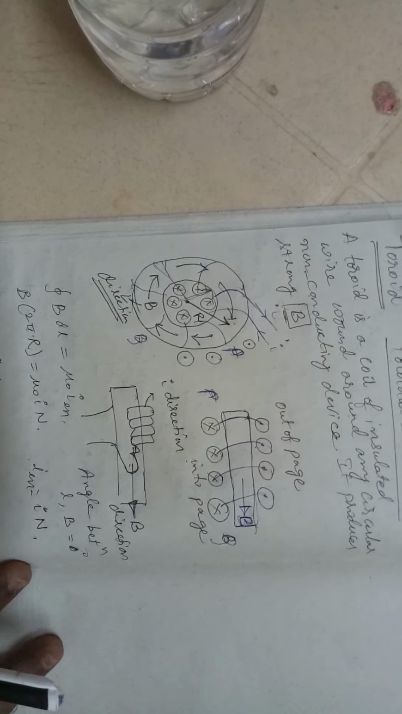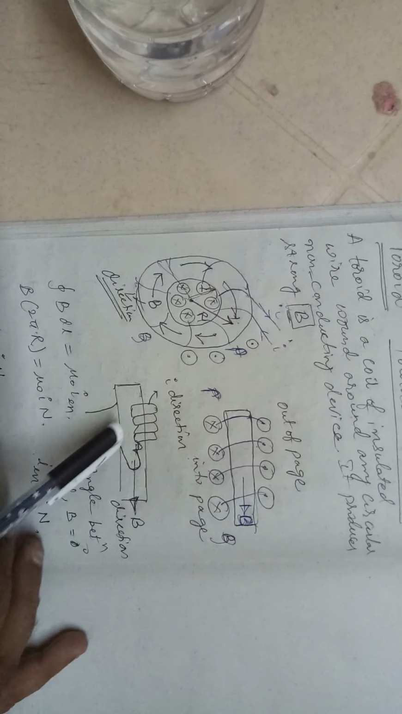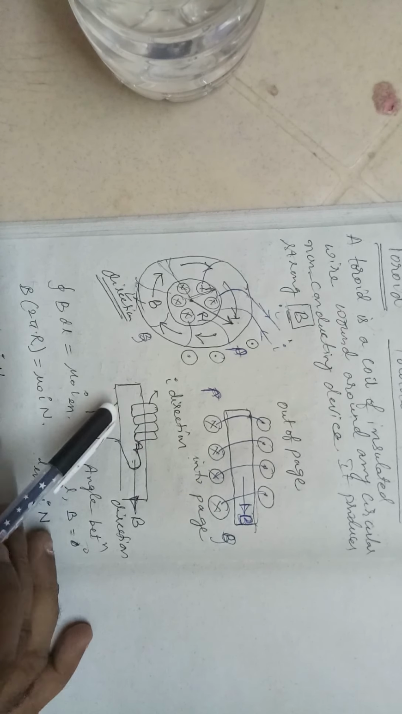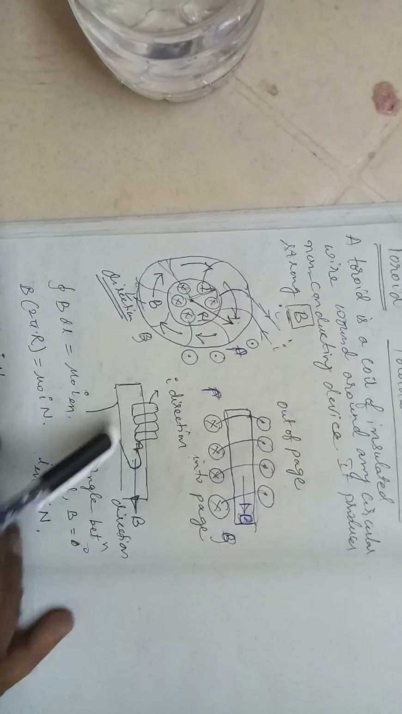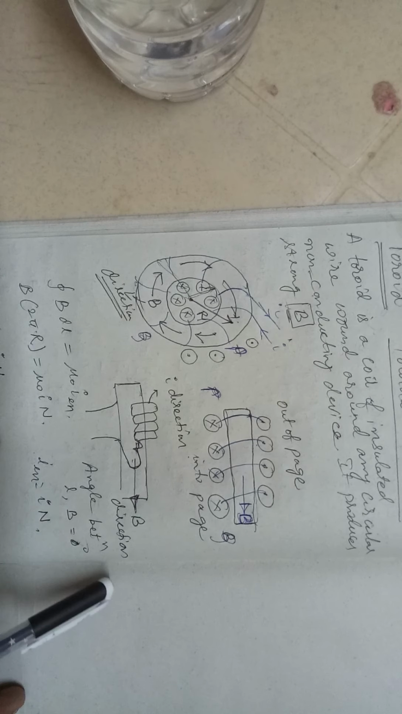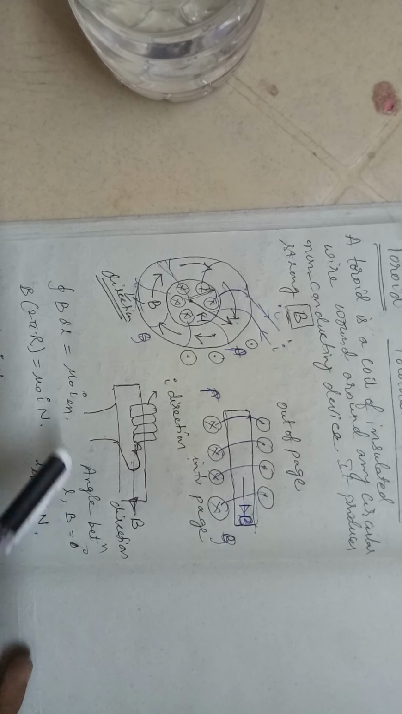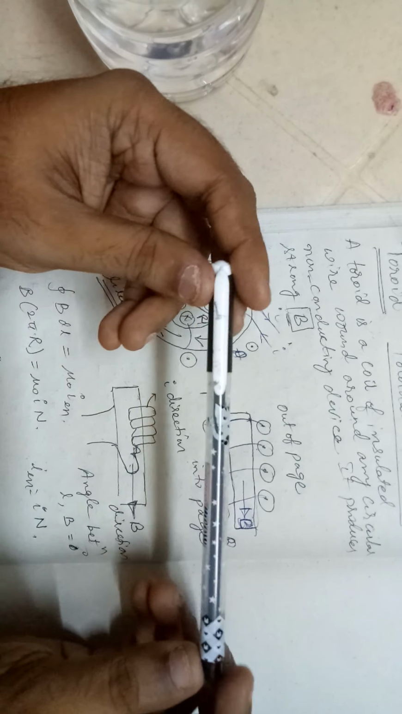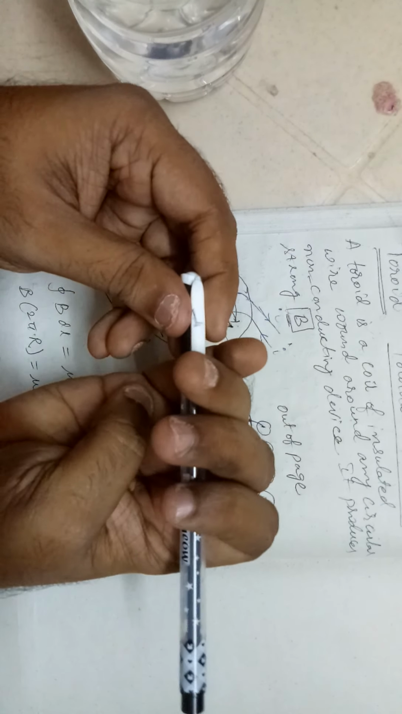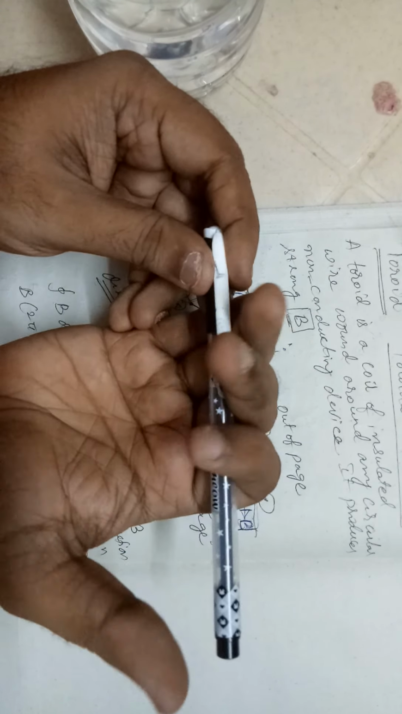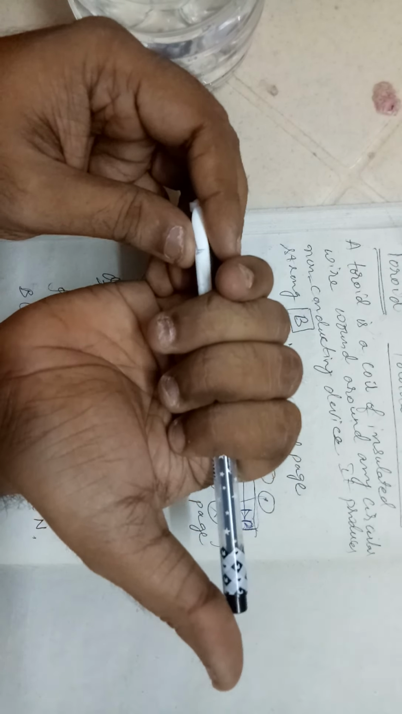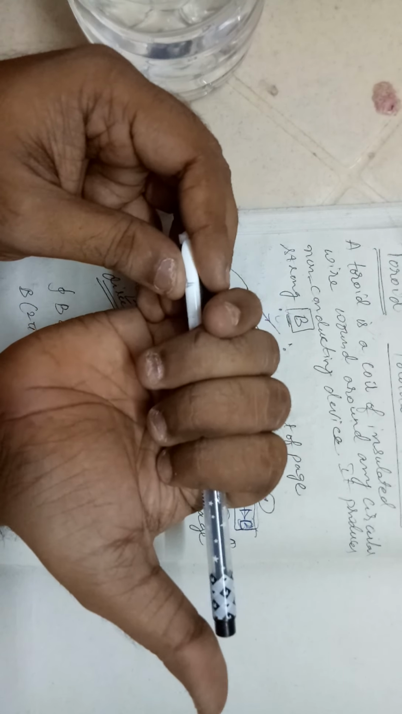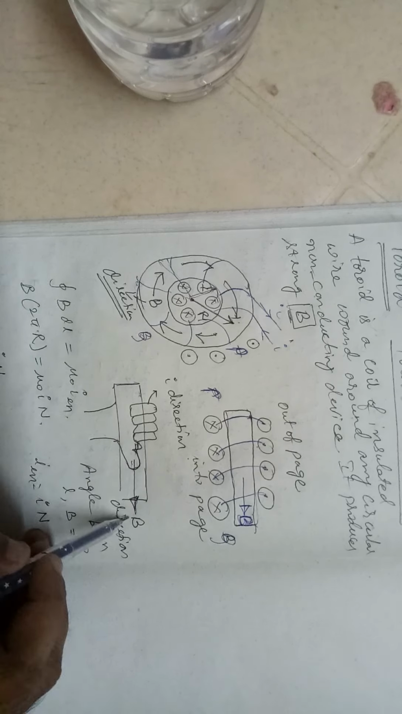So I'm trying to show a diagram also here. If these are your fingers pointing towards the direction of current, then your thumb will show the direction of magnetic field. Okay, let us say this pen is that small element and the current is going like this. All right, so this thumb will point the direction of the magnetic field. So this will be the direction.